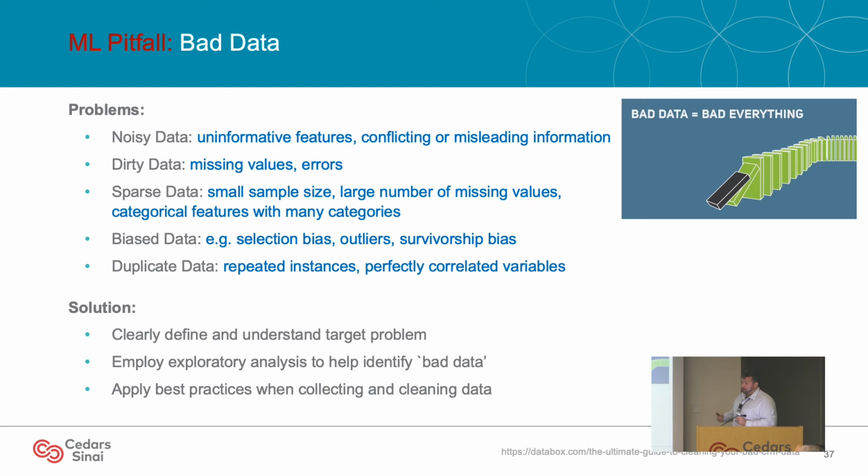Biased data. Maybe there's selection bias in how you collected the data. Maybe there are outliers in your data set that represent not real values. There are mistakes in data collection. Or survivorship bias, right? Maybe you only had access to people that had survived the treatment, and those that didn't weren't included in the study. Duplicate data. Are some of the rows duplicated by accident? Or do you have features that are perfectly correlated with one another? Maybe they are in complete linkage disequilibrium, and therefore you don't need to include all of them because a big block of them has the exact same information.